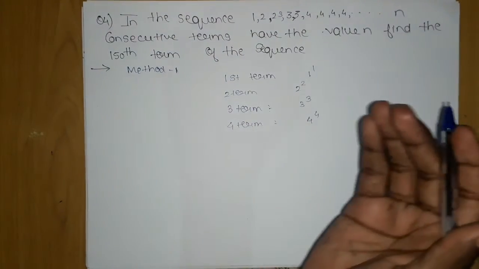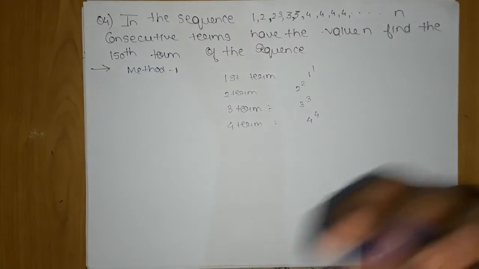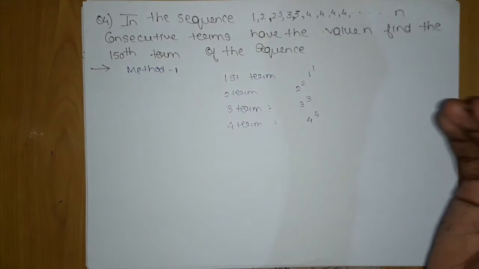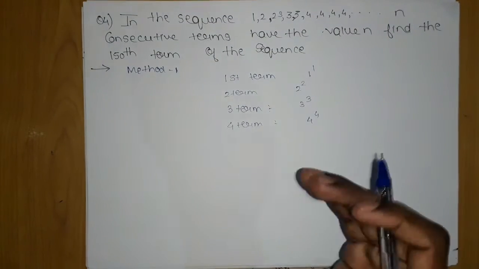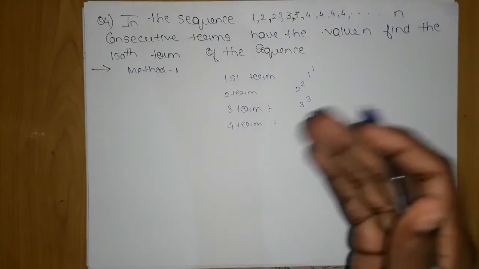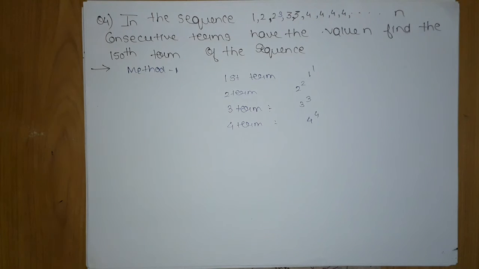When you know that the second term is repeated 2 times, 3 is repeated 3 times, 4 is repeated 4 times, then the 150th term will not be 150, it will be something else. Which term will it be? It can be 17, any term can be. So we want to find that. Now how can we do it?